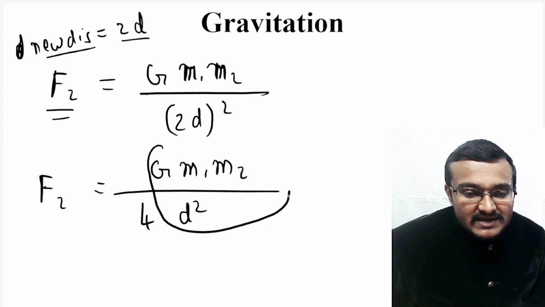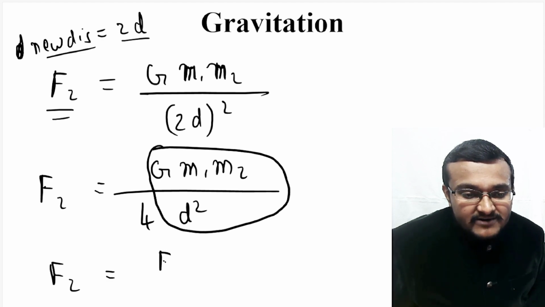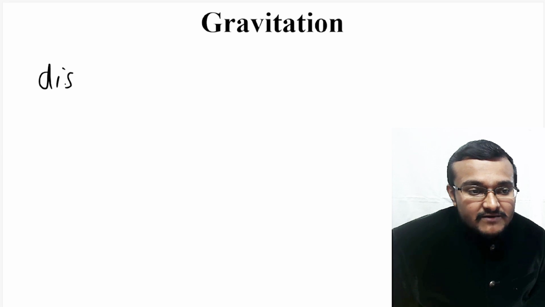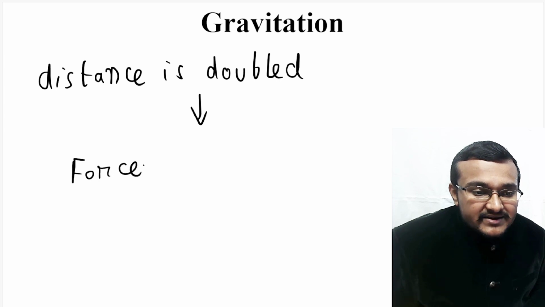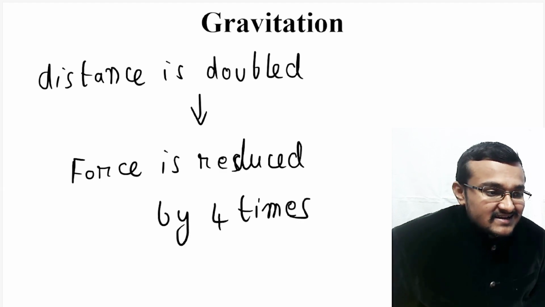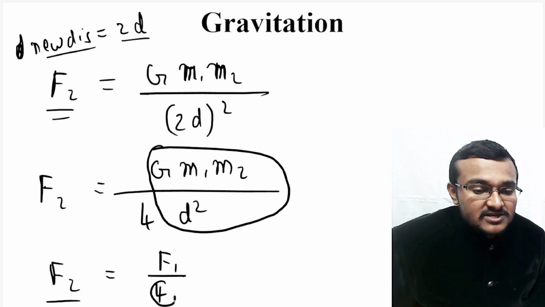So now G m1 m2 divided by d square, you can call this F1. So F2 is equal to F1 divided by 4. That means whenever distance is doubled, force is reduced by 4 times, because here you can clearly see the new force F2 is equal to F1 divided by 4. So that means a 4 times reduction is happening in the new force.